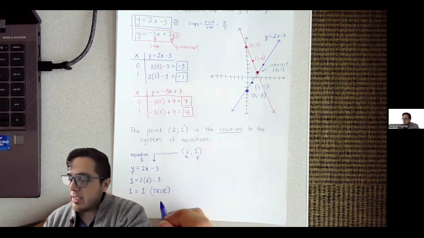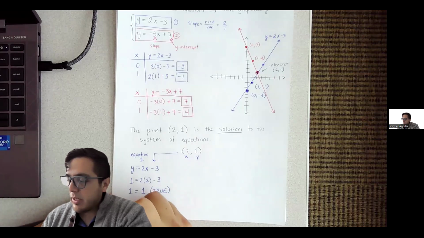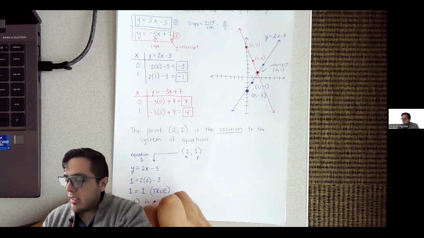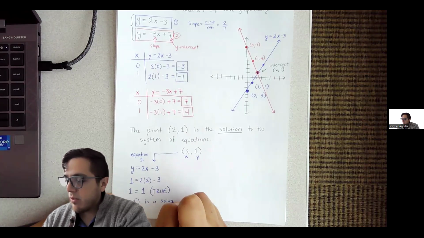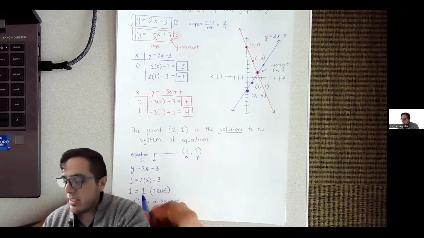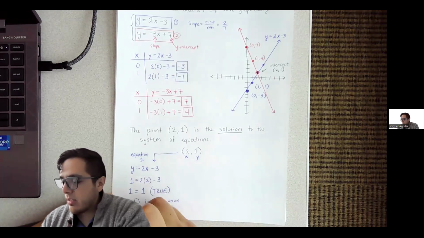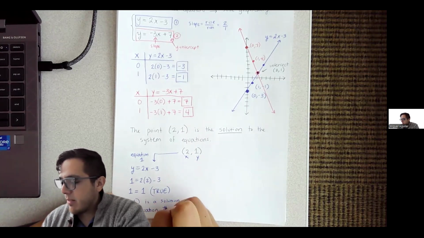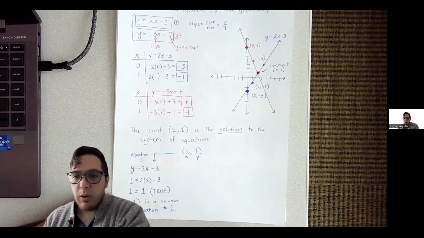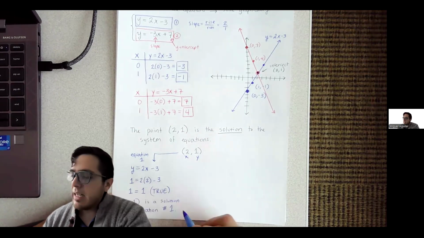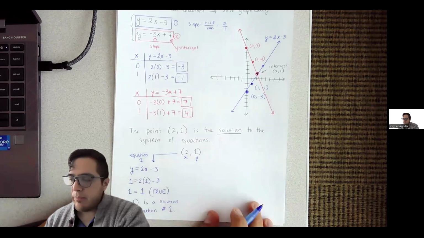And so that means that the ordered pair 2, 1 is a solution, or sometimes we say it satisfies the equation 2x minus 3, or it satisfies equation number 1. Okay, and that's because we got a true statement when we plugged in the x and the y value.